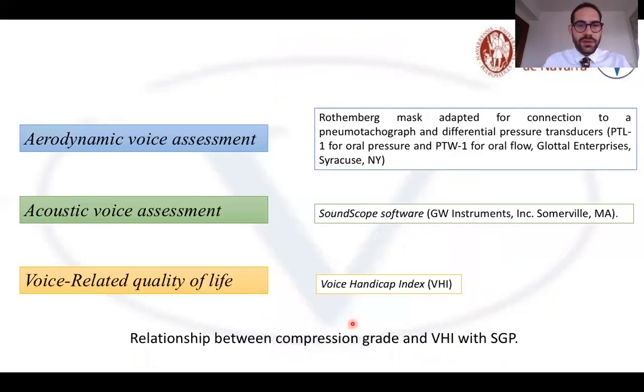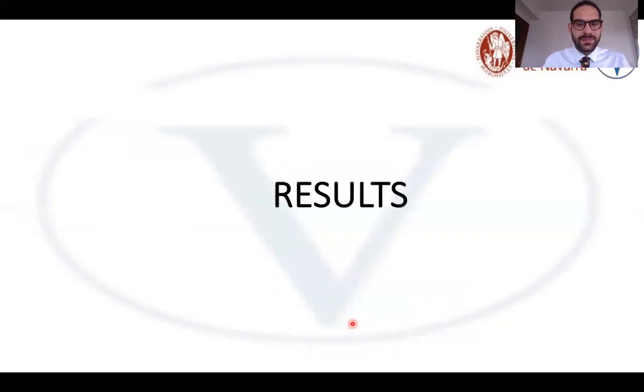This is how we perform the aerodynamic voice assessment and the acoustic voice assessment, and for the voice-related quality of life, we use the voice handicap index. So what we wanted to do at the end was measure the relationship between the compression grade of anterior-posterior and lateral compression with the voice handicap index and the subglottic pressure value.